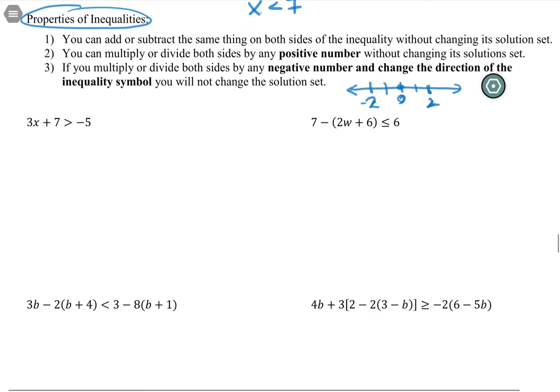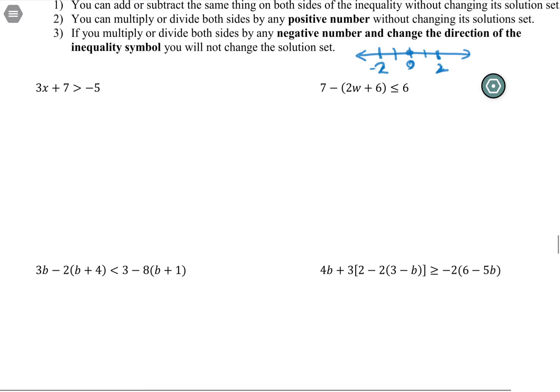Okay, so let's go ahead and walk through. Mostly I hope this is really easy, but you have to remember, and it's the only thing you have to remember about inequalities, multiplying or dividing by a negative number changes their direction. So let's see what we've got.